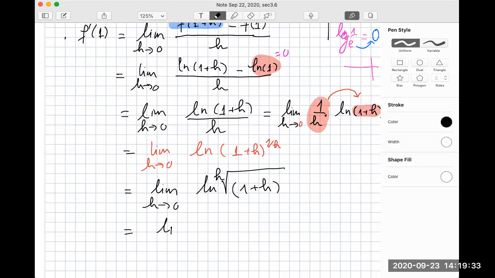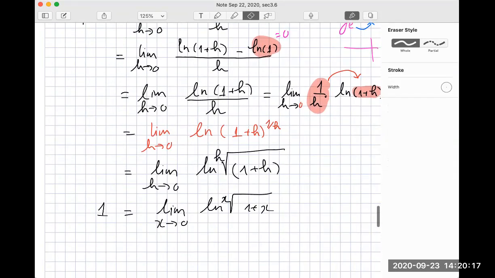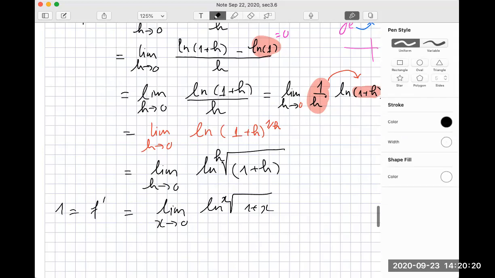So it is the limit when x approaches zero of ln of the x-th root of 1 plus x. Nothing has changed. We just changed the name, right? But now the left-hand side, we know that it was 1, right? Because f prime at 1 is this guy. Or let me just write it here, 1 equals f prime of 1.